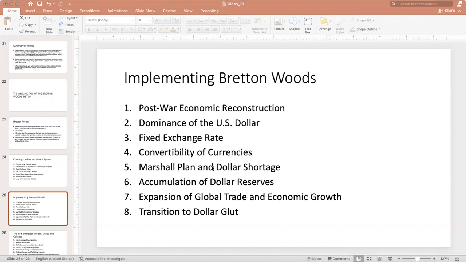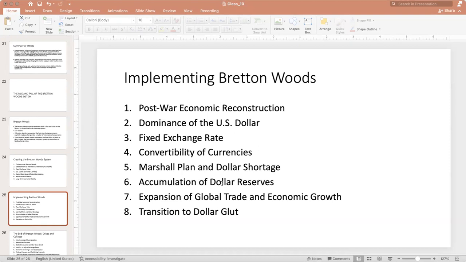However, capital account convertibility was subject to restriction to prevent speculative capital flows. The implementation of the Bretton Woods system coincided with the launch of the Marshall Plan. The United States provided significant financial aid to war-torn European countries, creating a dollar shortage as European economies needed dollars for reconstruction. And due to the dollar shortage, countries started accumulating dollar reserves to support their currencies and facilitate international trade. The US became a creditor nation and its currency was in high demand, reinforcing the dominance of the dollar.